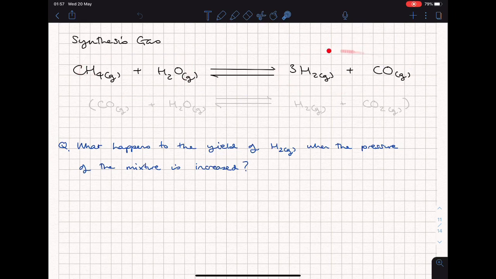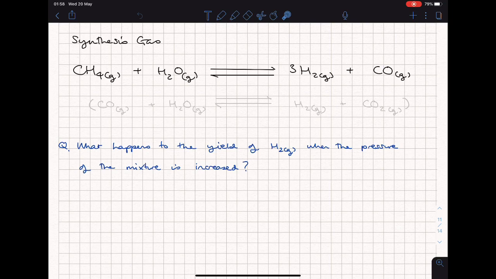Converting these gas particles to these gas particles, we'll get more gas particles in total. So therefore the pressure should increase. So if we apply a pressure increase to the mixture, it will favour the reverse reaction, because the reverse reaction will produce fewer moles of gas in total.